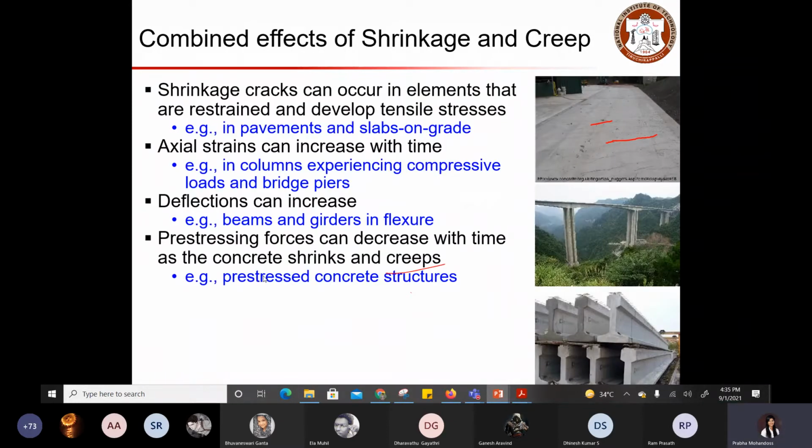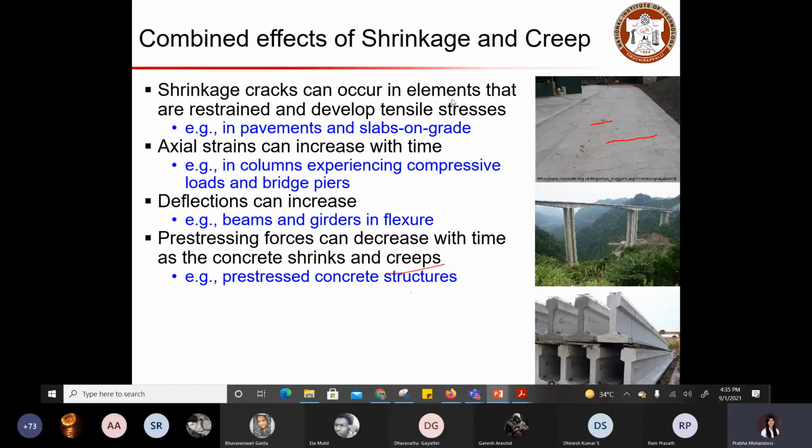Where do you expect such issues? Mainly in surfaces which have a large surface area and are exposed to the environment. One is pavements and slabs on grade, and you can also have bridge columns and piers. Most often, shrinkage and creep go hand in hand, and you experience both issues together.